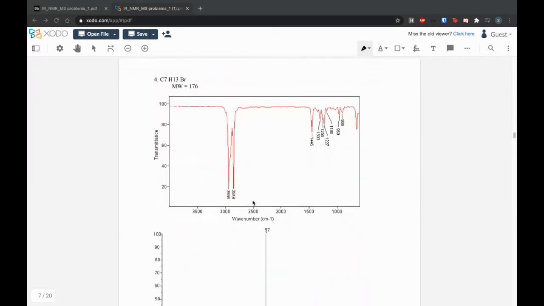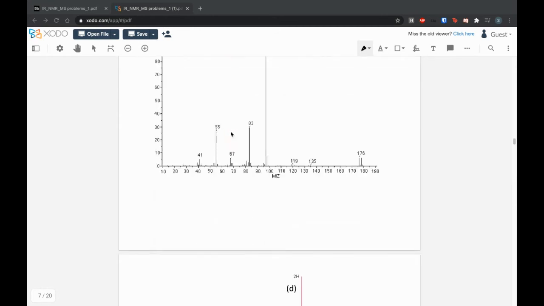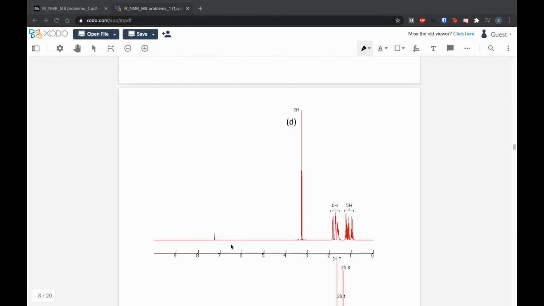All right, question 4. C7H13 bromine. I don't see any carbonyls, and that should be correct because there are no oxygens. Around 2800, 2900, that just means a lot of CH bonds and a bromine somewhere in the mix. Most of my peaks are 1 to 2s, 5H, 6H, and a double bond right here.